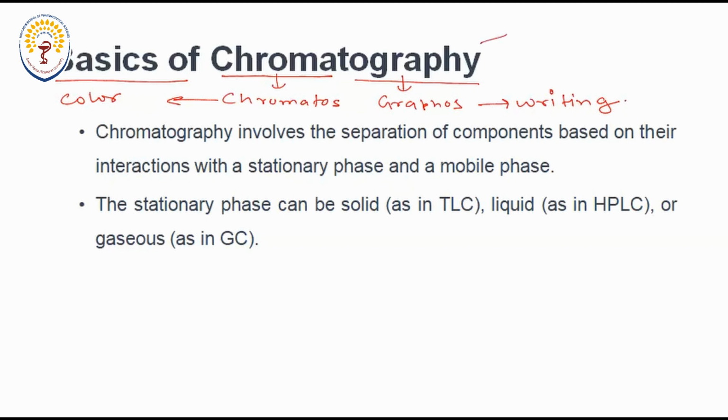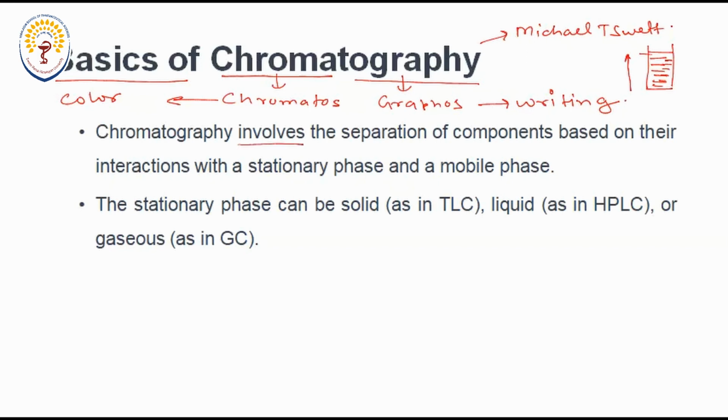This was first discovered by Michael Tswett, in which he separated plant pigments by performing column chromatography. There was a glass column, a cylindrical tube in which the solid phase was kept and the plant pigments were separated on the basis of their color. So this technique was first developed.